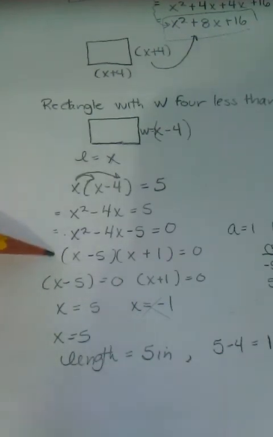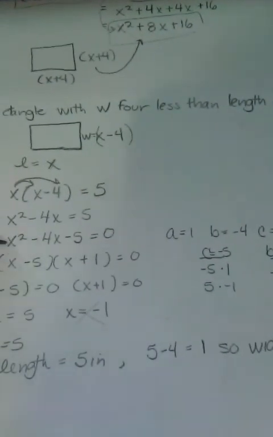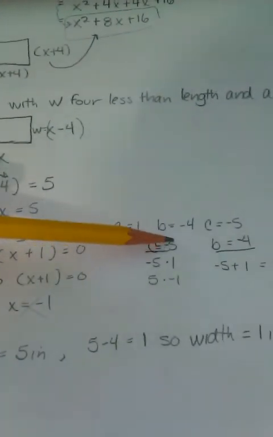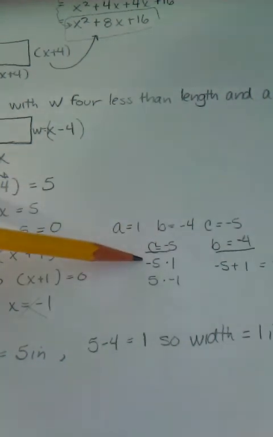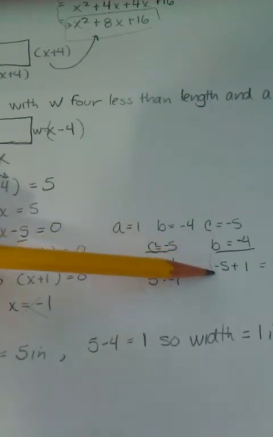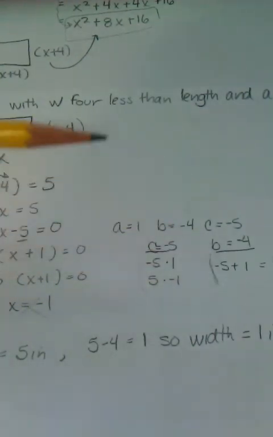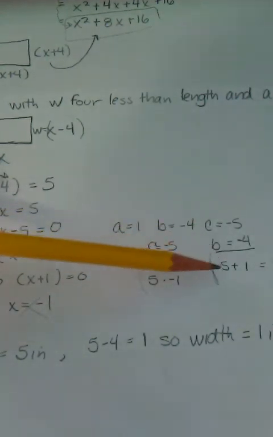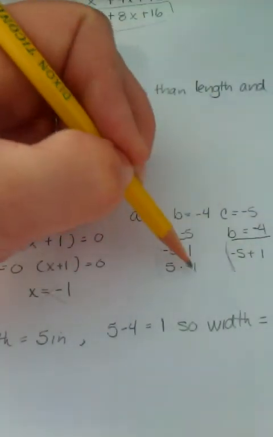So I factored. When I factored, I use this little thing over here which says my a value is 1. A is what goes in front of x squared. My b value is negative 4. That's what goes in front of x. My c value is negative 5. So I list all the factors of negative 5, and I find out which factors of negative 5 add up to the value of b. So negative 5 times 1 gives me negative 5, but negative 5 plus 1 gives me negative 4. So I know that this was it.